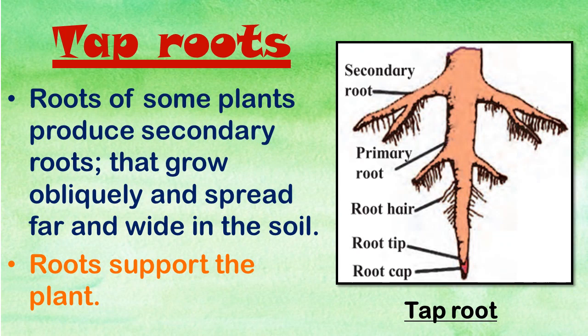Okay, so you can observe the taproot system in which one main root is there in the middle, and the secondary roots are arising from the main root or primary root. Okay, so let's understand the different terms about taproot.